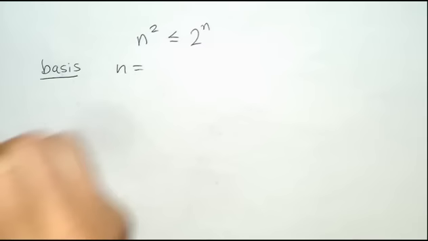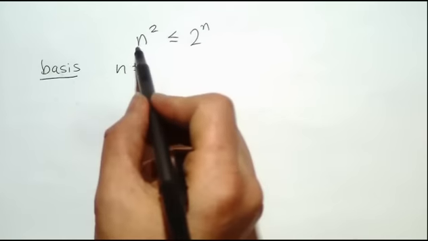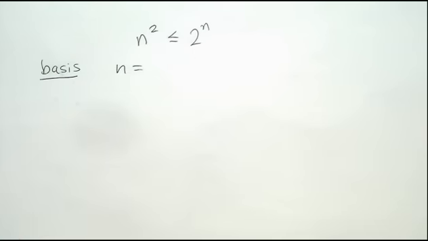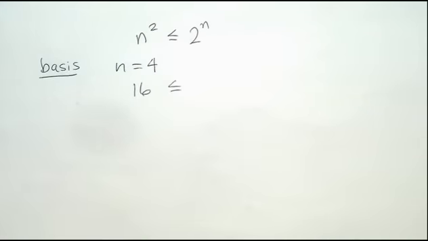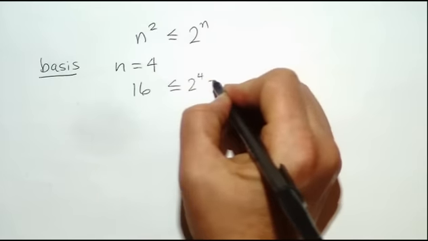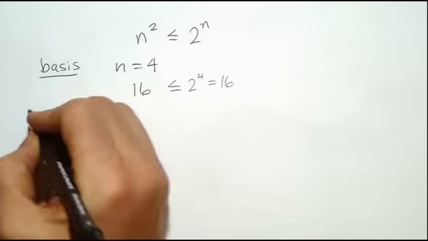So what do we need to start with? Is 1 going to work? If we put 3 in here and we put 3 in there, we get 9 is less than or equal to 8. So let's start with n equals 4. Okay? So we're going to get 16 is less than or equal to 2 to the 4th, which is 16.